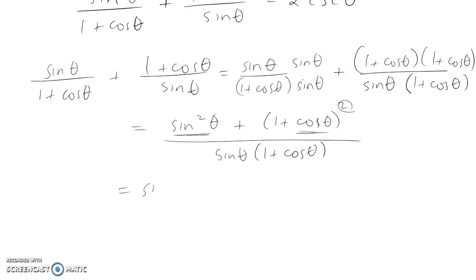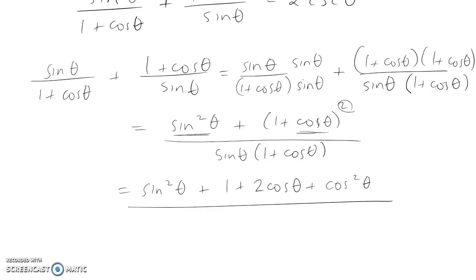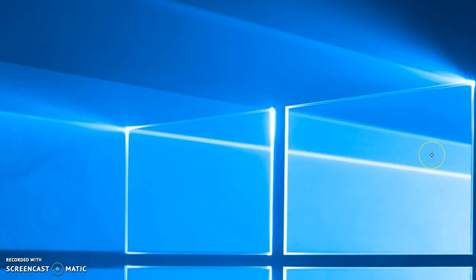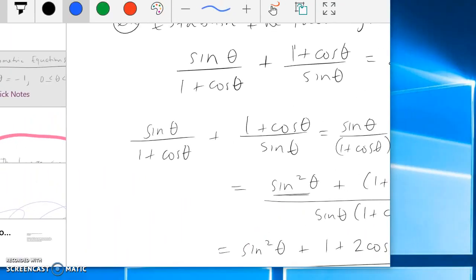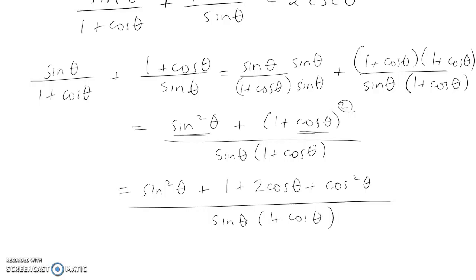Okay? Alright, so we get sine squared theta plus, now be careful when you multiply this out, remember it's a perfect square trinomial. So it's 1 plus 2 cosine theta plus cosine squared theta. Right? You could also FOIL it if you're not sure of that formula, over the same denominator. Ah, look, it worked. Notice what I have here. I have my sine squared theta and my cosine squared theta being added together, because there's a plus here, right? I have sine squared theta and cosine squared theta equals 1.